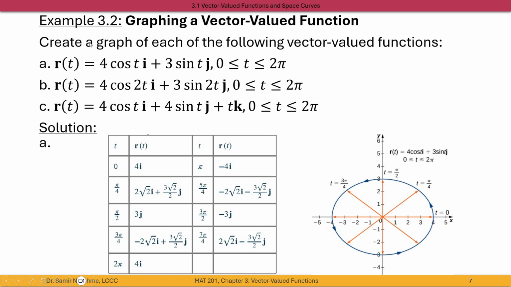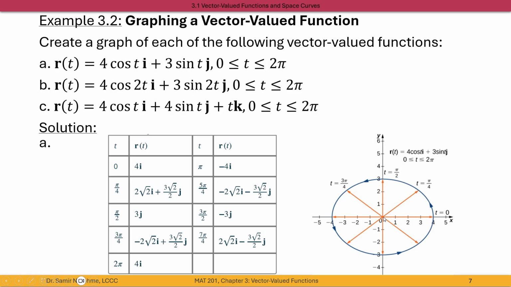In example 3.2, let's graph a vector function. We are given three vector functions, three parts. In part A, we have this one. To draw a vector function, it's a pretty simple way. We're gonna take several values for t. t stands for the angle, and we're gonna start with the first angle, which is equal to 0. Replace 0 in the x and y components of this vector function. Cosine 0 is 1, 1 times 4 is 4i. Sine 0 is 0, so we're left with the 4i only.